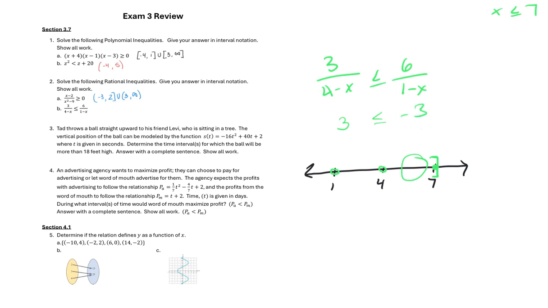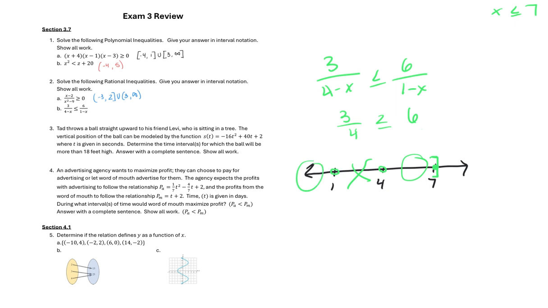And we know that positive 3 is not smaller than negative 3, so this section does not work for us. All right, this last section we need to check is if it's smaller than 1, so we can put an easy number in like 0. So if we have 3 over 4 is less than or equal to 6 over 1, which is just 6. And we know that is true because a fraction is less than a whole number, so this section also works.